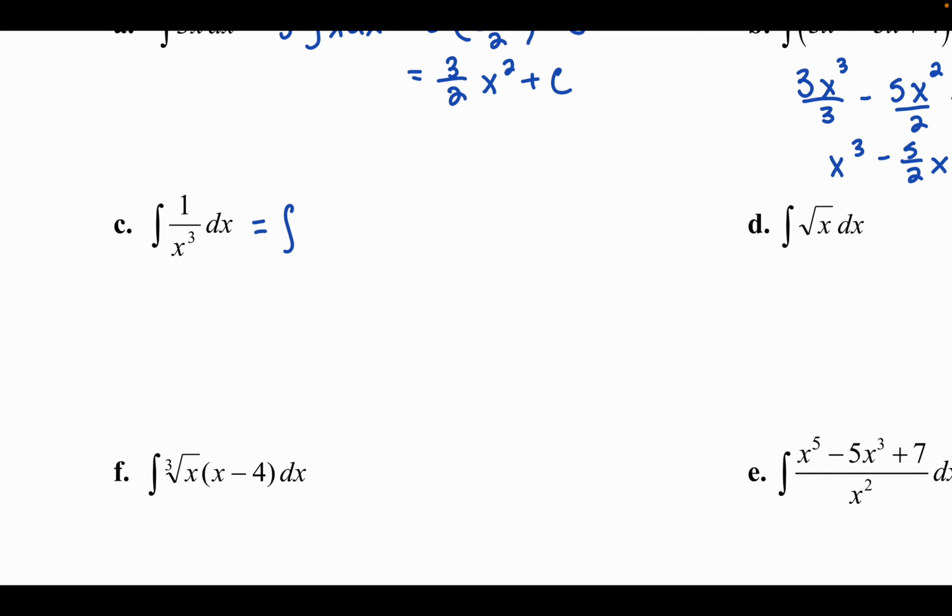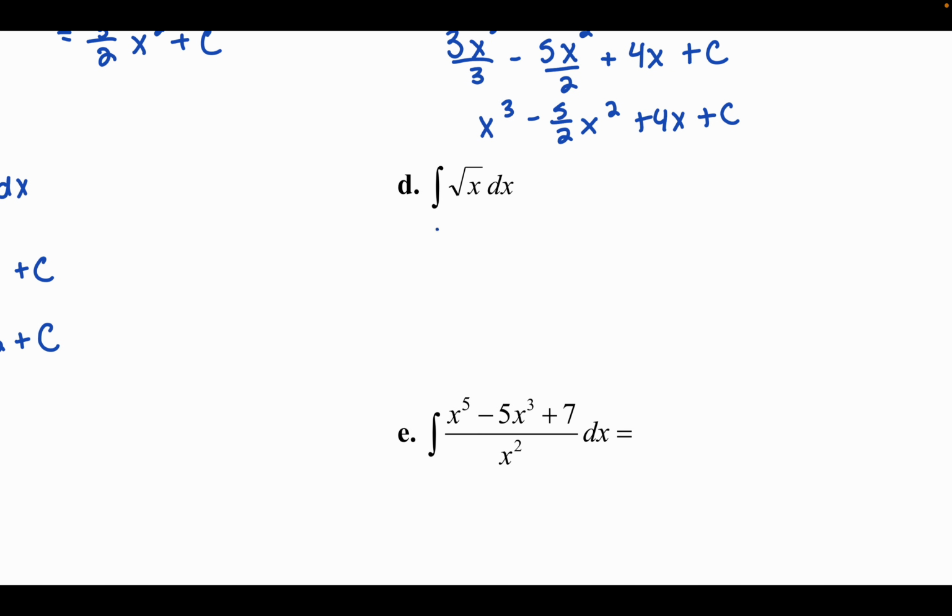Here, I'm going to rewrite this one as x to the negative 3 dx. So what's going to happen when I add 1, this will become x to the negative 2 all over negative 2 plus c. I'll move that back down to the bottom. So it'll be negative 1 over 2x squared plus c.